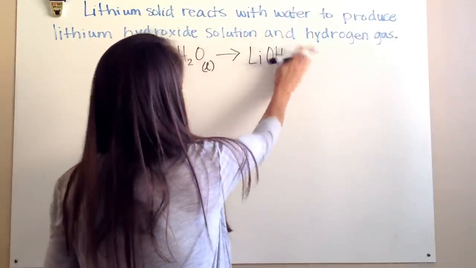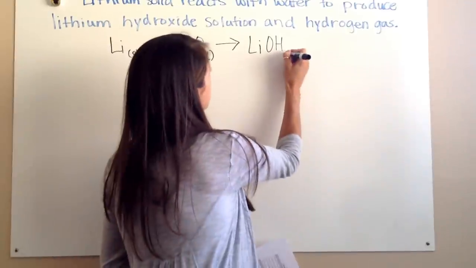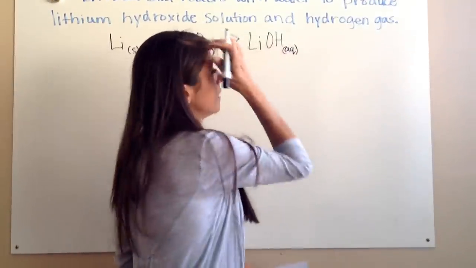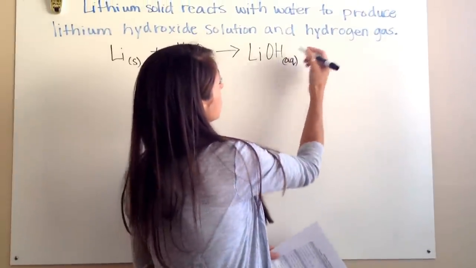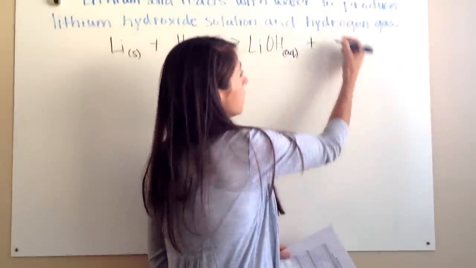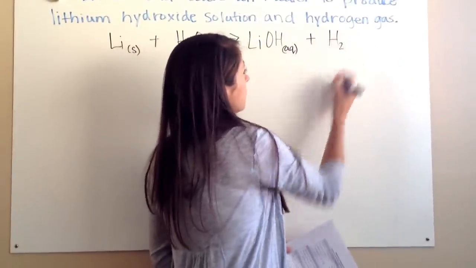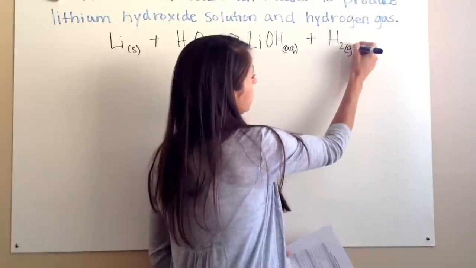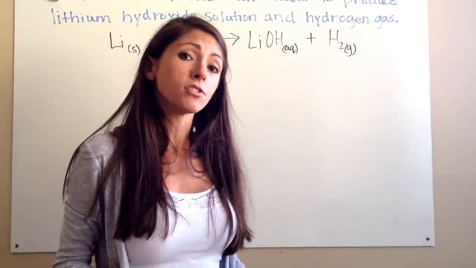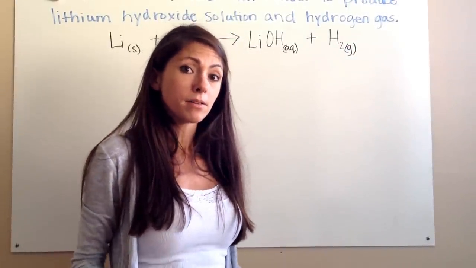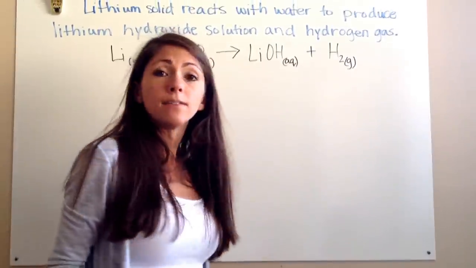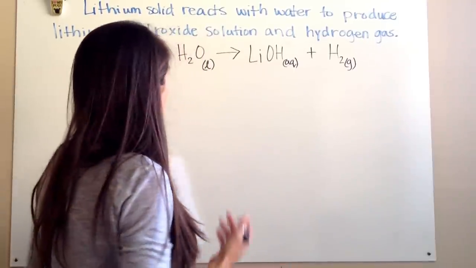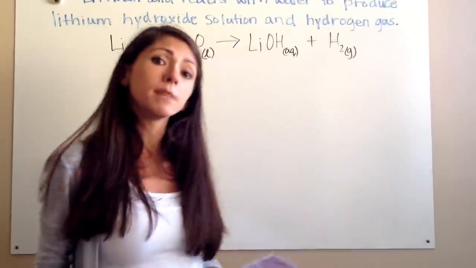Now, it does indicate that this is a solution, which means we need to put an AQ right here. In addition to making a solution, it also produces hydrogen gas, H2, and we're going to put a G right here. We put a 2 next to hydrogen because it's one of the 7 nonmetals that forms diatomically when it's by itself.